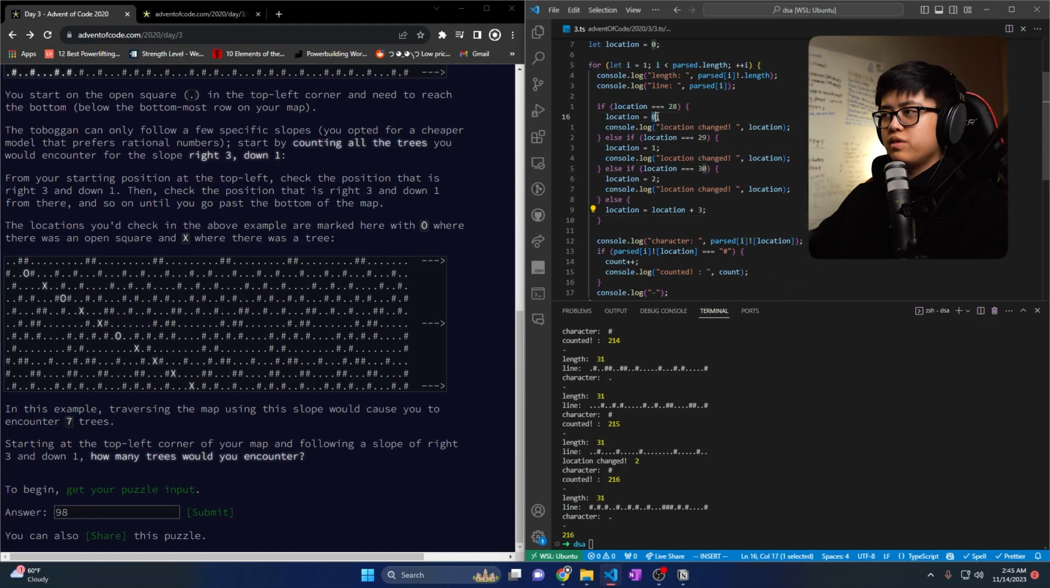It wasn't supposed to be going to 0 and then adding 3. When it was 28, the next location was supposed to be 0, 29, the next location was supposed to be 1, 30, the next location was supposed to be 2. But if not, the location is supposed to increment by 3 every time. So 216 should be the right answer. If this isn't it, I don't know what to say.